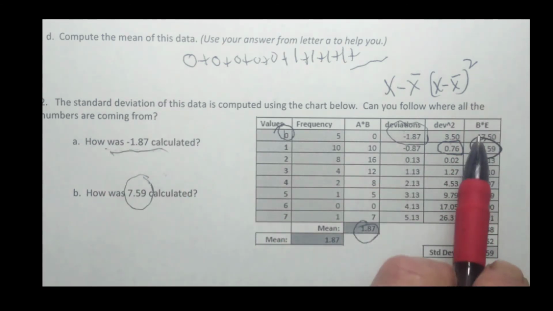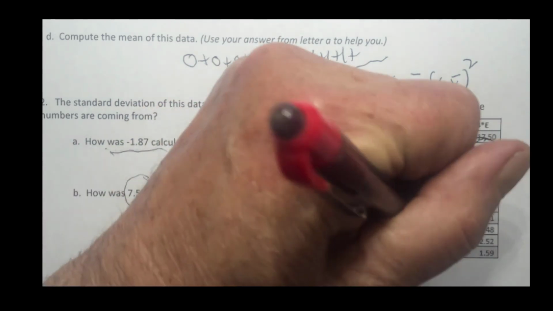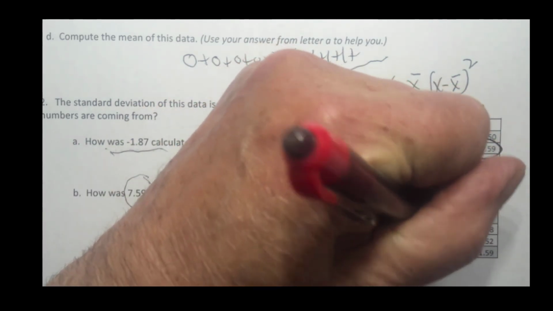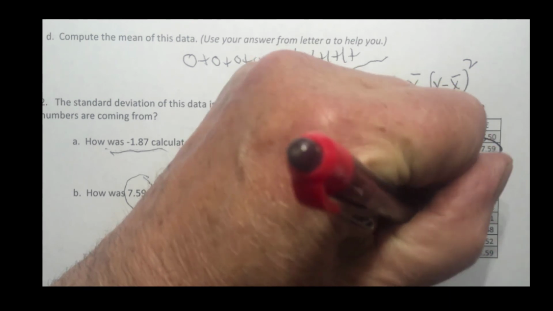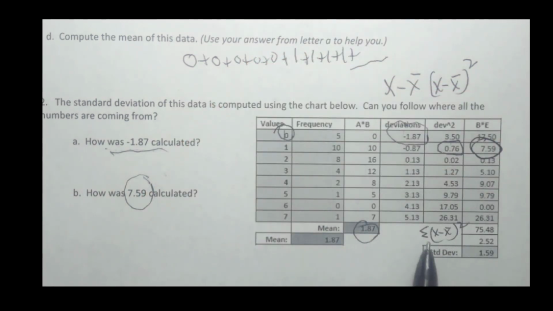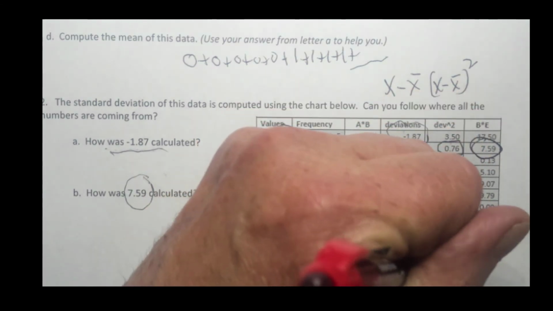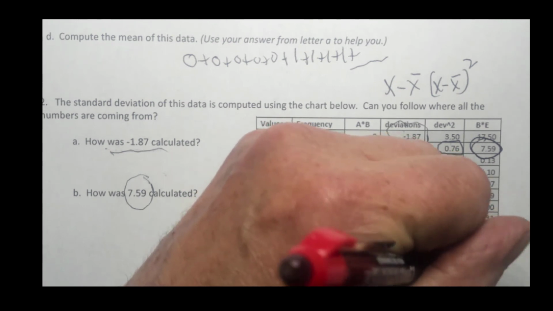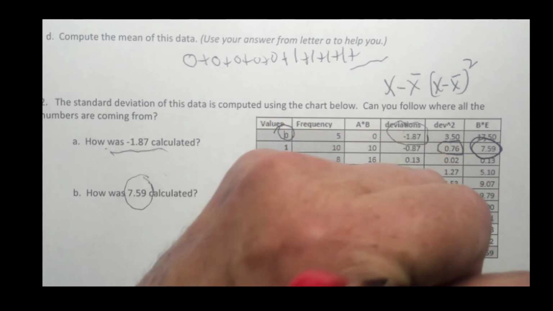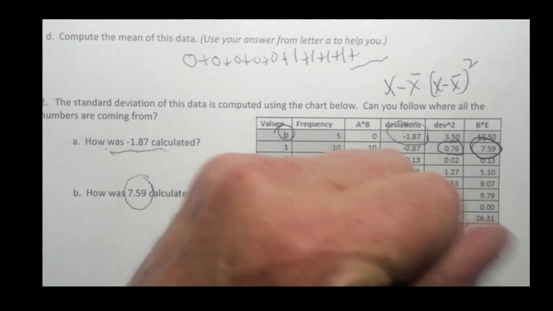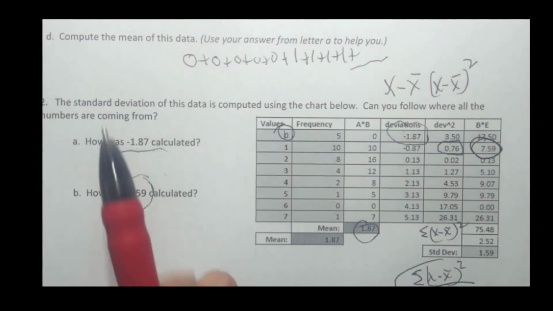What would that be? It's adding this column up, and I'll put the formula here. It's the sum of the deviation squared. Finally, they got the standard deviation here, right? They took the sum of the deviation squared, divided it by the count minus 1, and then took the square root.